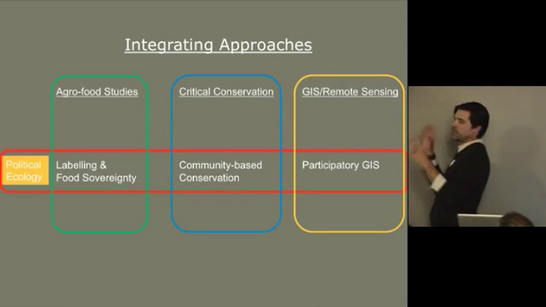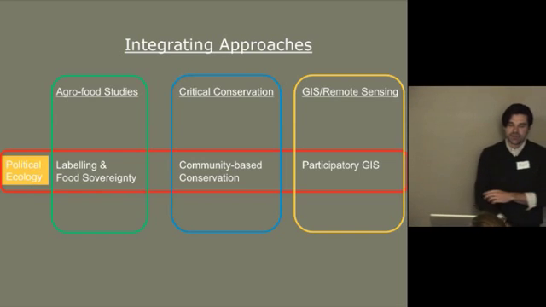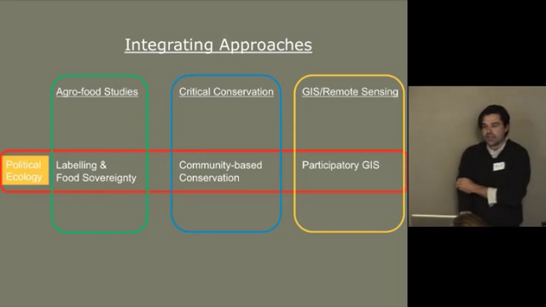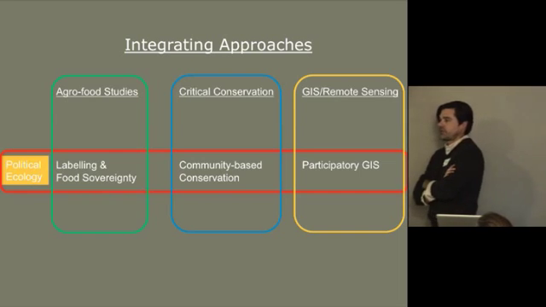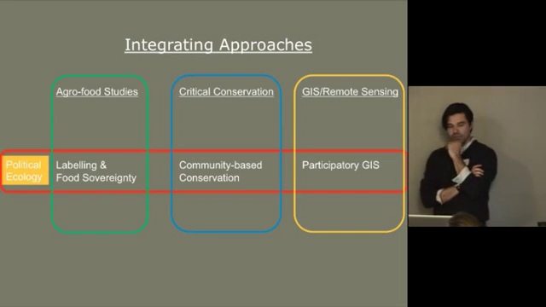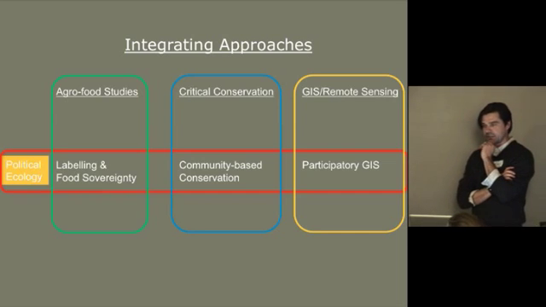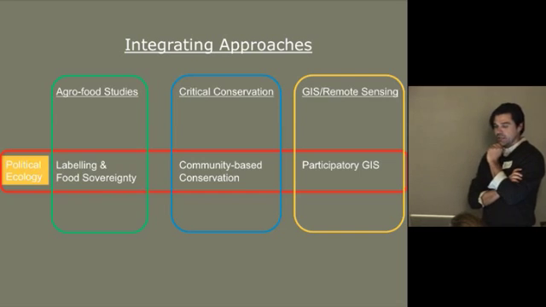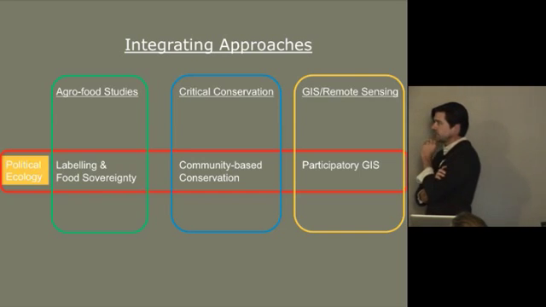So, big picture theoretical, it's integrating some approaches. Agri-food studies, critical conservation, and GIS and remote sensing are huge umbrellas, I realize, and so I'm not going to attempt to tackle all of those, but I'm looking at some subsets that hopefully are a bit more manageable for myself, and that's within agri-food studies, looking at labeling and food sovereignty.